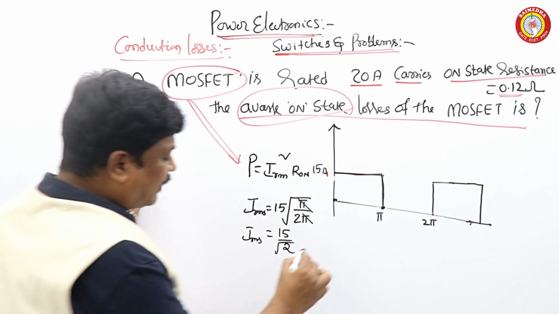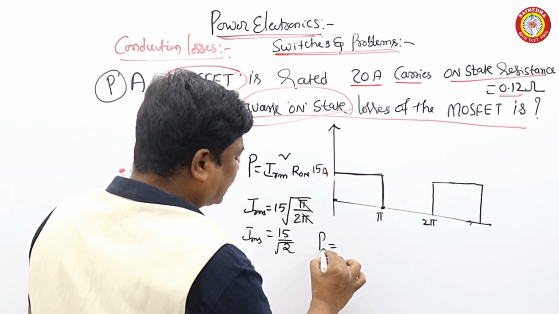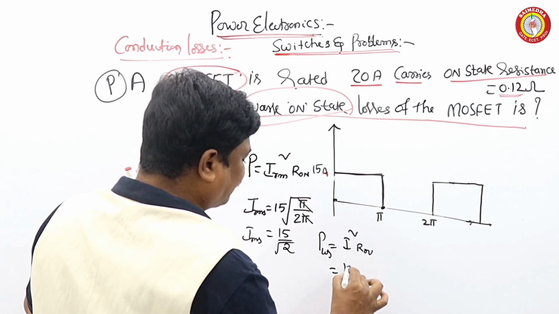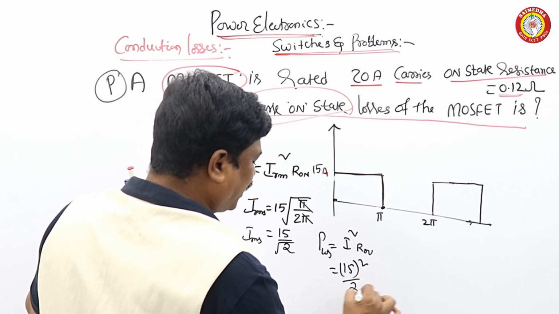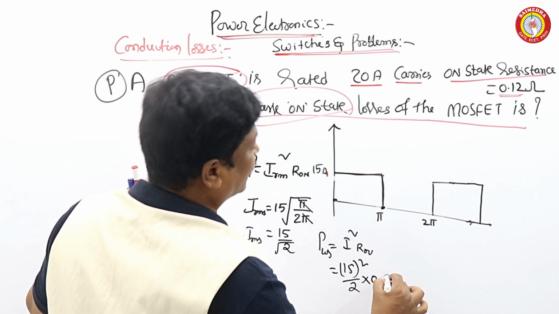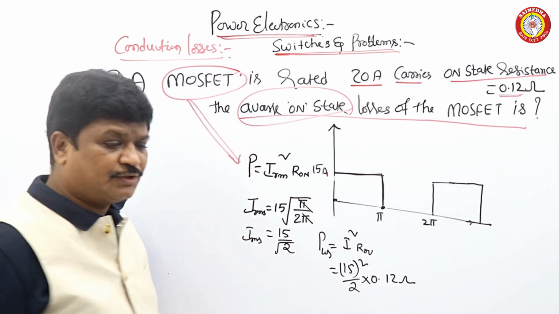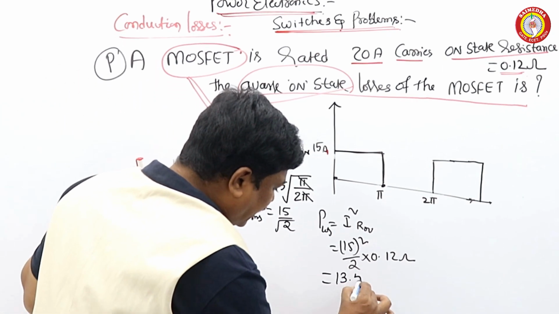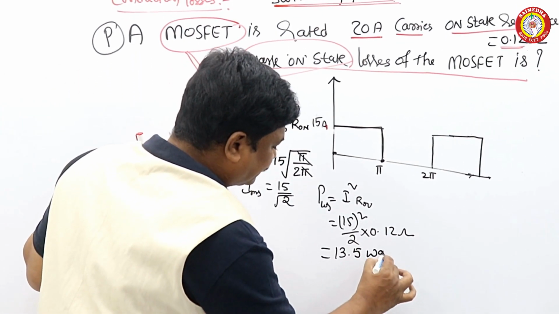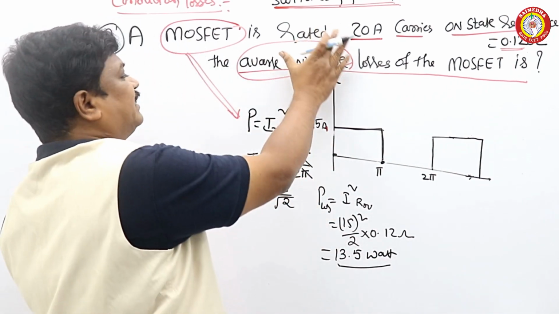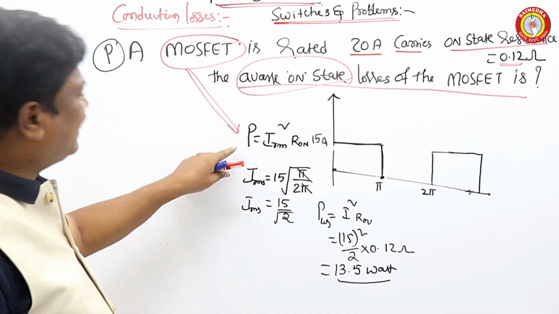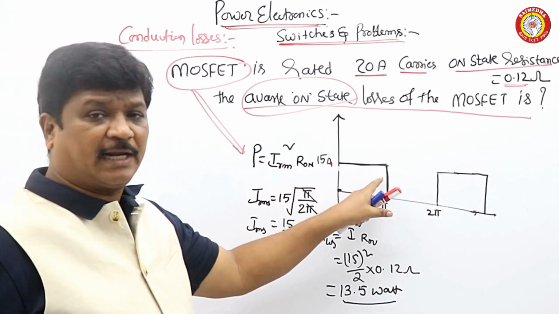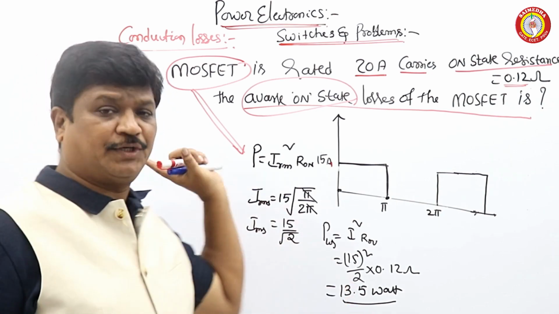What is the power loss formula? We know power loss in this case, P is equal to I square into R on, that is 15 square divided by 2 into 0.12 ohms. If you simplify this, you obtain 13.5 watts. These are the losses for this given problem. Only thing is, the factor I square R we have to use. The RMS value of current we calculate for this wave and substitute directly.